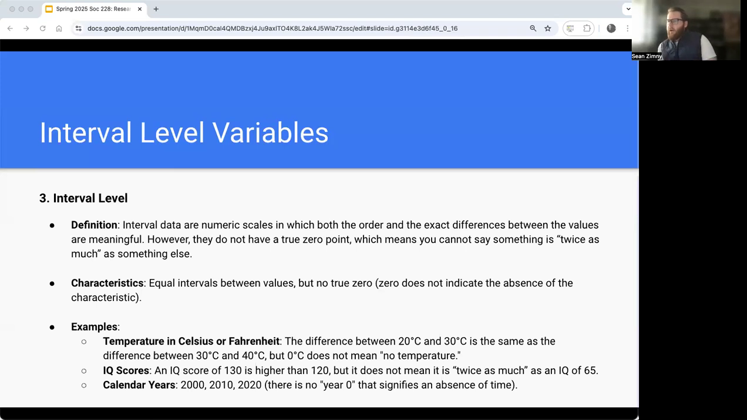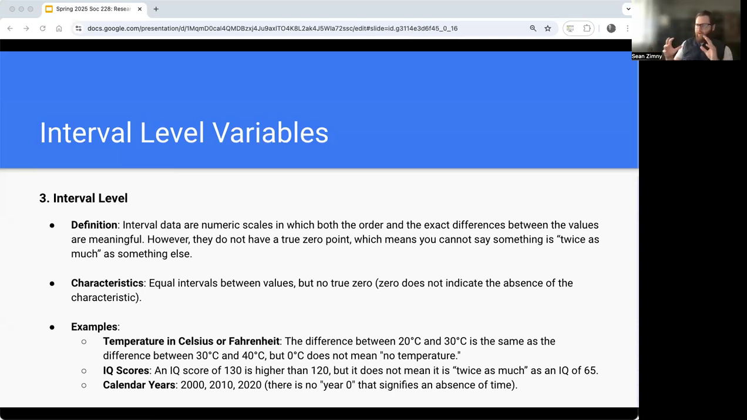Interval data are numeric scales where both the order and the exact differences between the values are meaningful. The only difference between interval and the next category is that interval data don't have a true 0 point, which means you cannot say something is twice as much as something else. So equal intervals between values, but no true 0. 0 does not indicate the absence of the characteristic. Temperature is a good example. The difference between 20 degrees Celsius and 30 degrees Celsius is the same as between 30 and 40 degrees Celsius, but 0 degrees Celsius does not mean no temperature. Does that make sense?